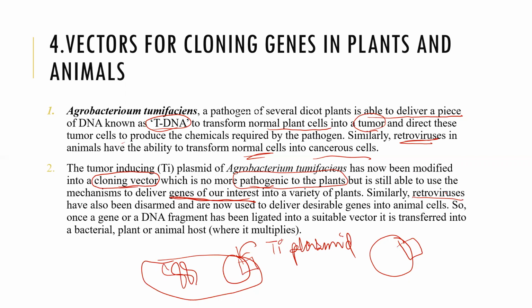Similarly, retroviruses have also been disarmed and are now used to deliver desirable genes into animal cells. Retroviruses actually cause cancer, but we can modify them so that the desirable genes can be incorporated into the animal cells. So once a gene or a DNA fragment has been ligated into a suitable vector, it is transferred into a bacterial, plant or animal host.